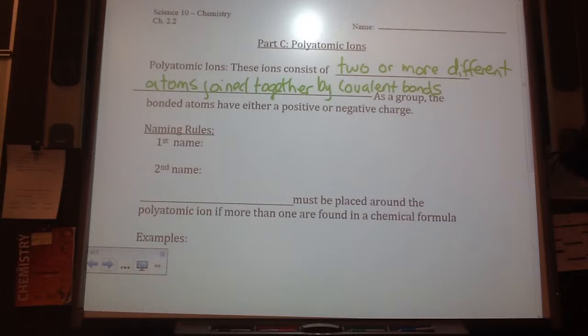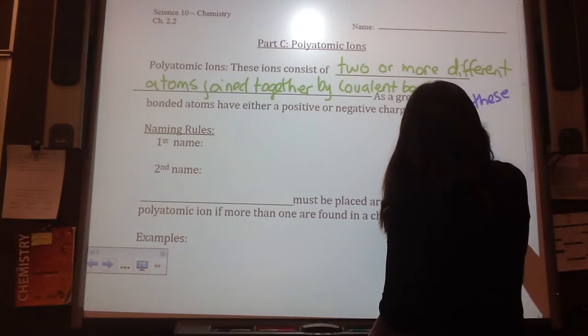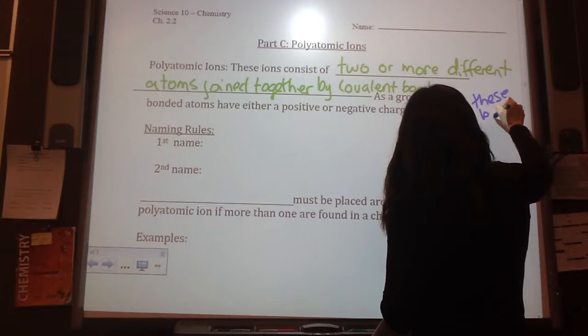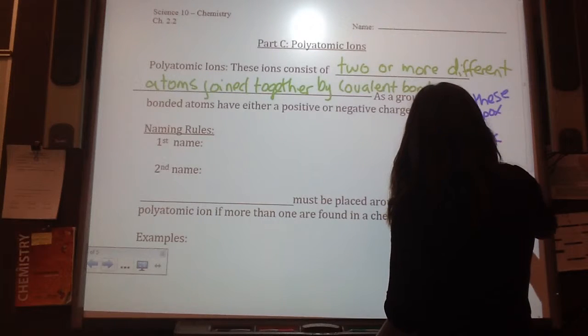the idea of covalent bonds on the back burner, and I'll explain it to you a different day, okay? But inside these ions, this polyatomic ion, they're all kind of sharing electrons and holding together. But all you have to really know for now is that they are a group of atoms with a charge, okay? As a group, the bonded atoms have either a positive or a negative charge. So, to remind yourself, you find these in the small box above the periodic table.